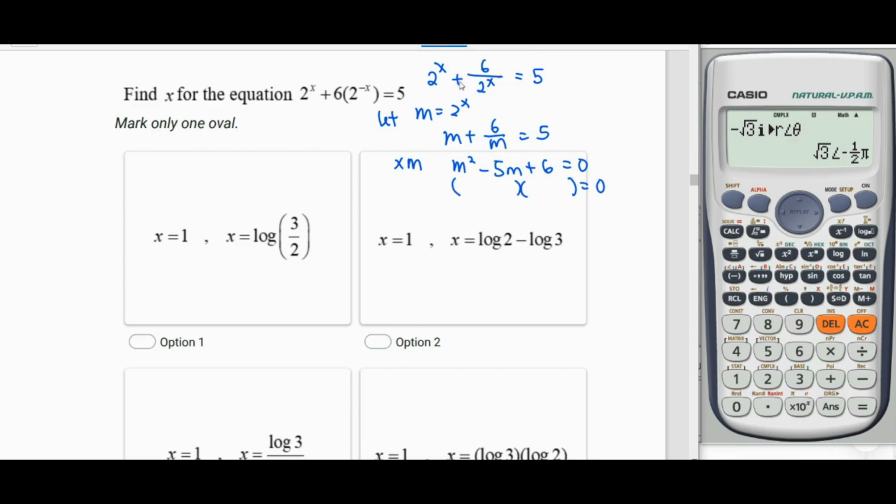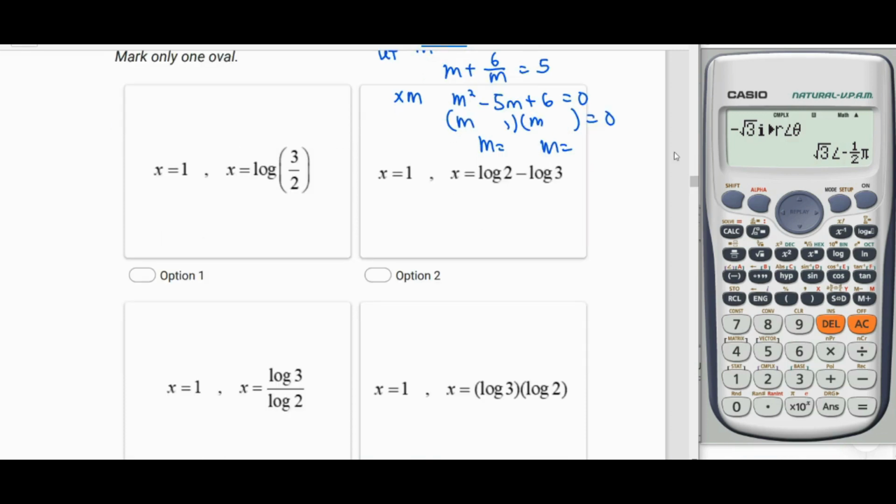Then we factorize. Then m equals 2, m equals 3. Substitute back, m is 2 to the power of x. So 2 to the power of x equals 2, so x equals 1. Meanwhile, for the other side, when you want to find x, we take log base 2 of 3. Then notice that our answer is in base 10. So we change to base 10: log base 10 of 3 over log base 10 of 2.